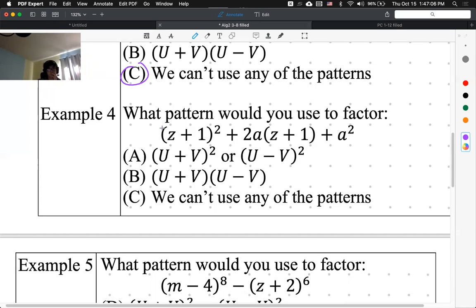You square root the first, you square root the last, you multiply them together, and then you double it. Try doing that. You can do it on your paper if you have notes, or in your head. You're trying to verify: if I square root the first, square root the last, and double the product, does it equal this middle term? If yes, then the answer is going to be 1. If no, then the answer is going to be 3, none of the above. It's definitely not a difference of squares because there are 3 terms.